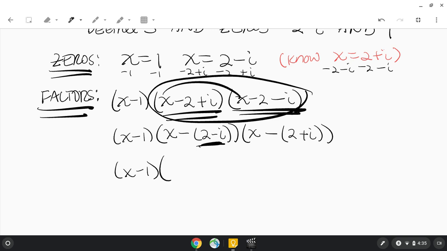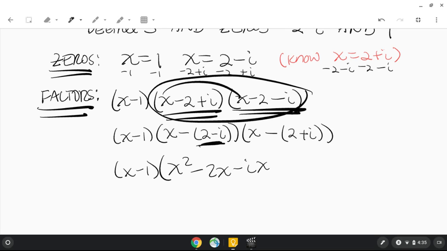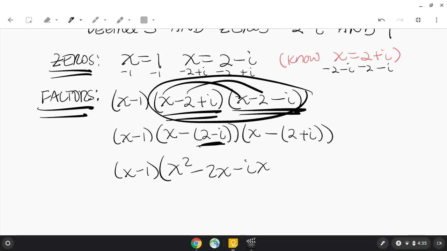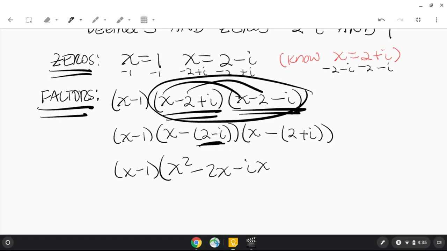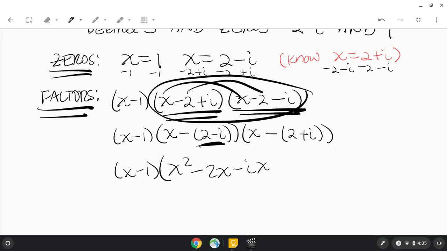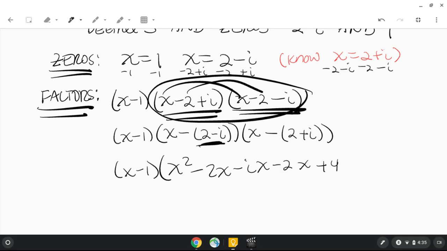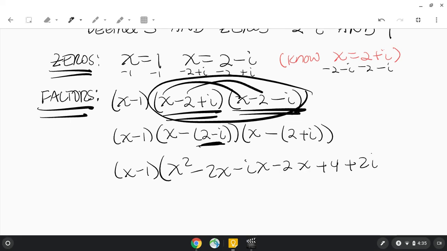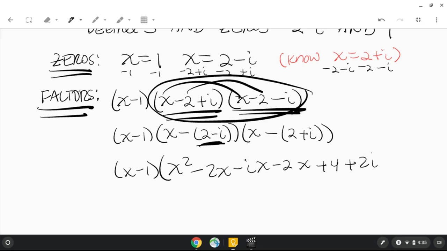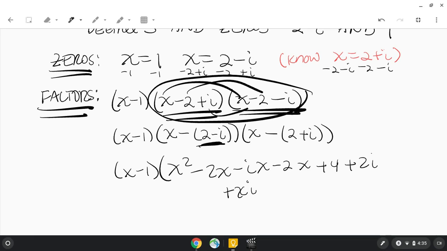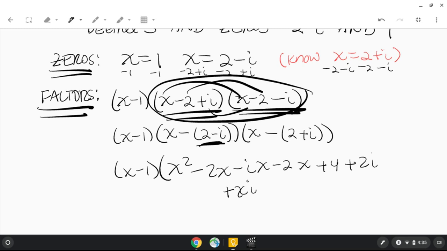So x times x is x squared, and then minus 2x minus ix. And then distribute this negative 2 to the three terms over there. So we get negative 2x plus 4 plus 2i. And distributing the i to those three terms, I get plus xi minus 2i, and then minus i squared.